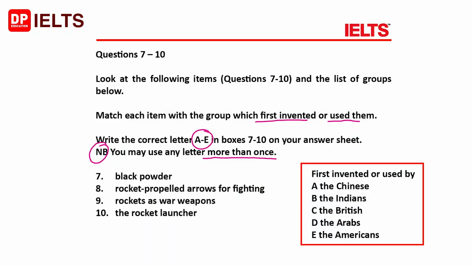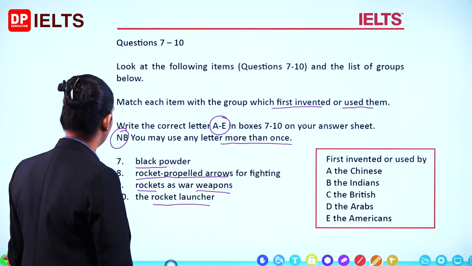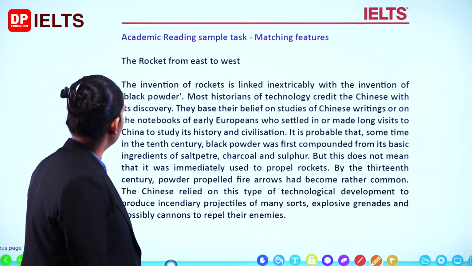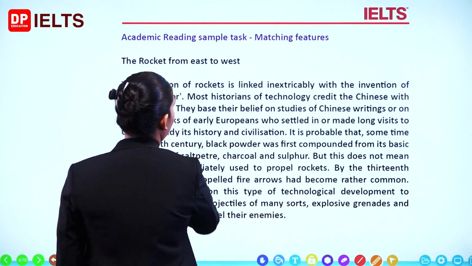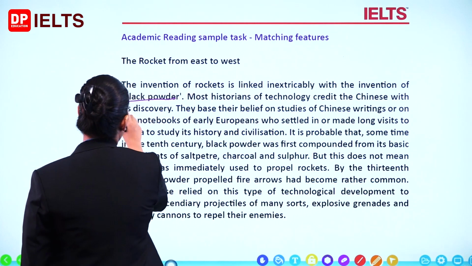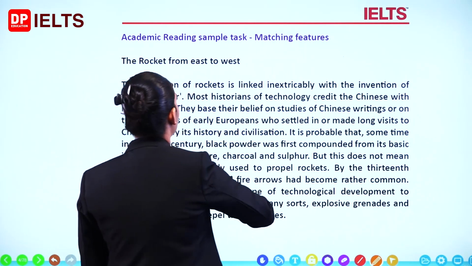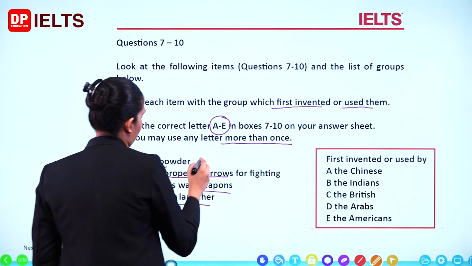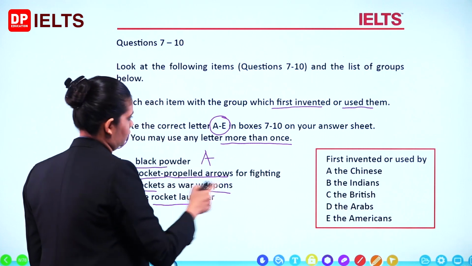Black powder, rocket-propelled arrows, rockets as war weapons, the rocket launcher. Right, so let's go and say black powder. Where do we find black powder here? Most historians of technology credit Chinese with its discovery. So who found the black powder? The Chinese, there you go. That first one is A. Chinese is A.